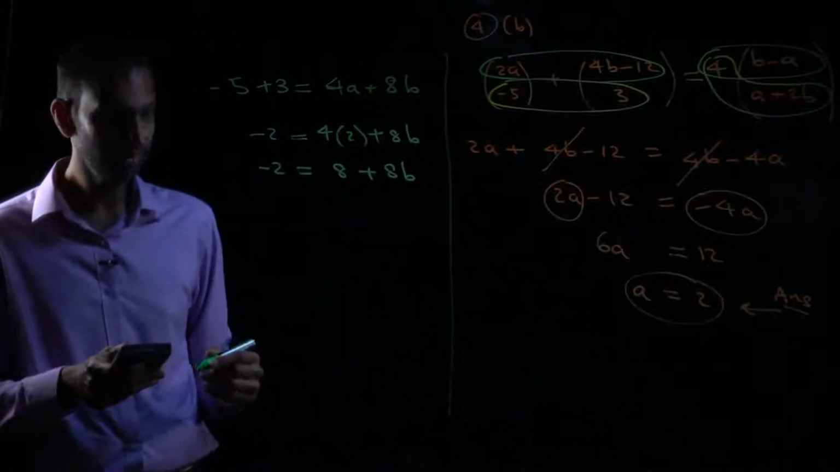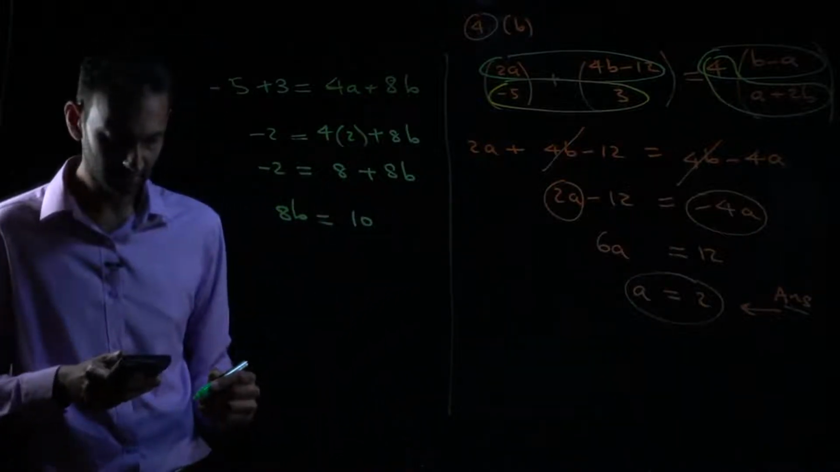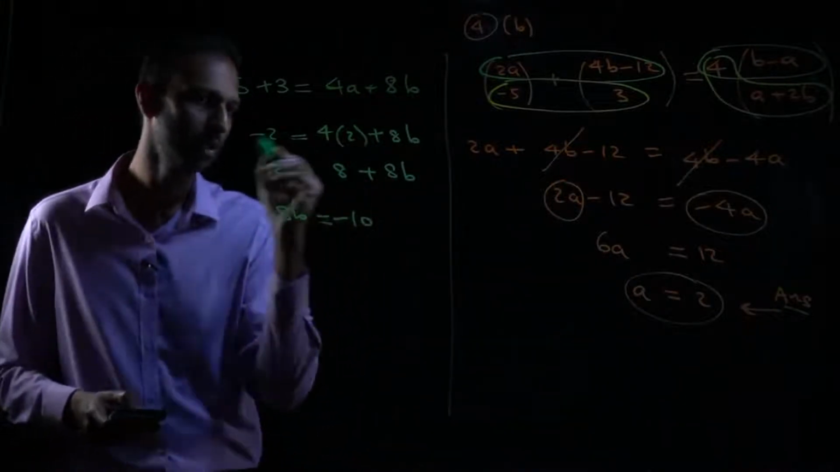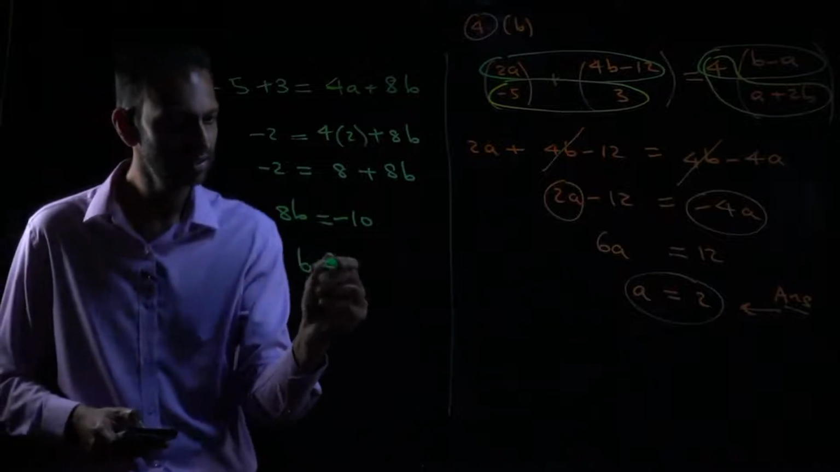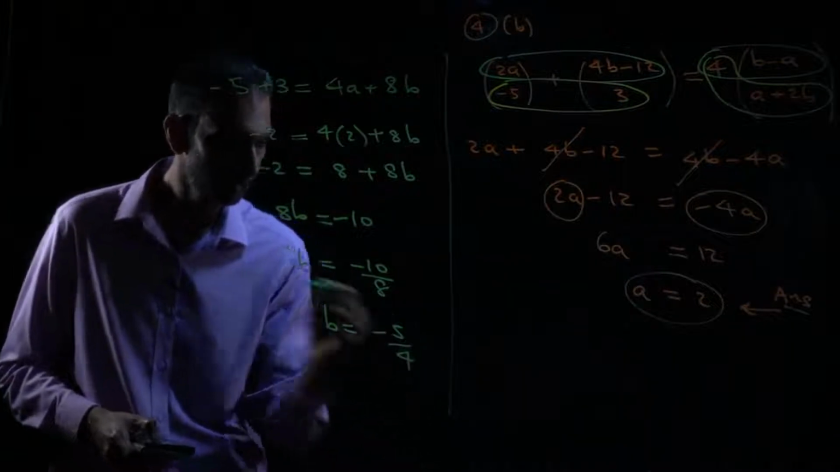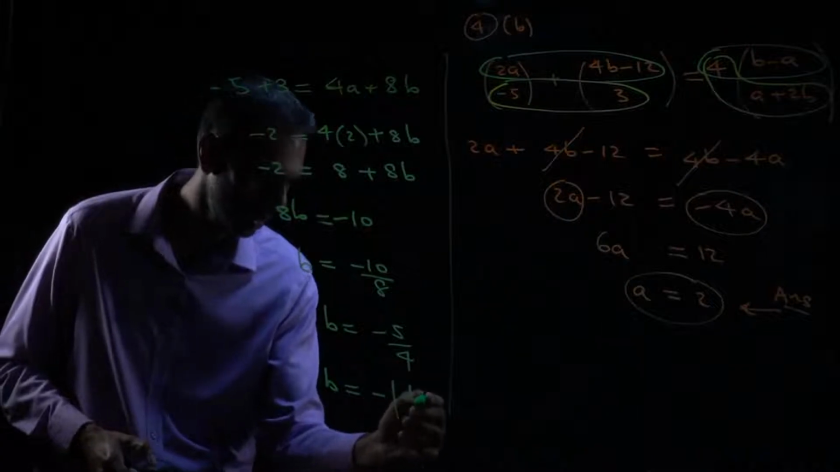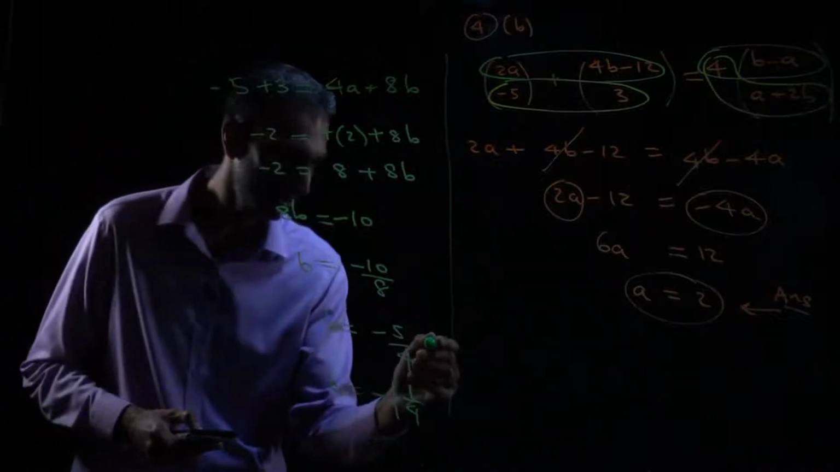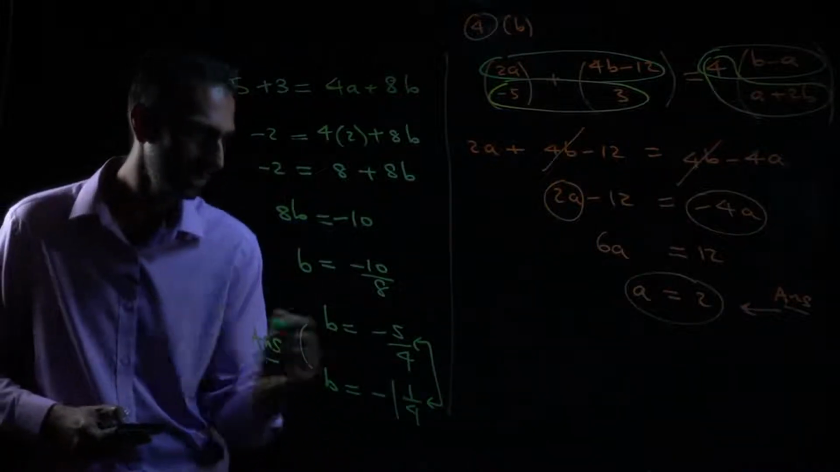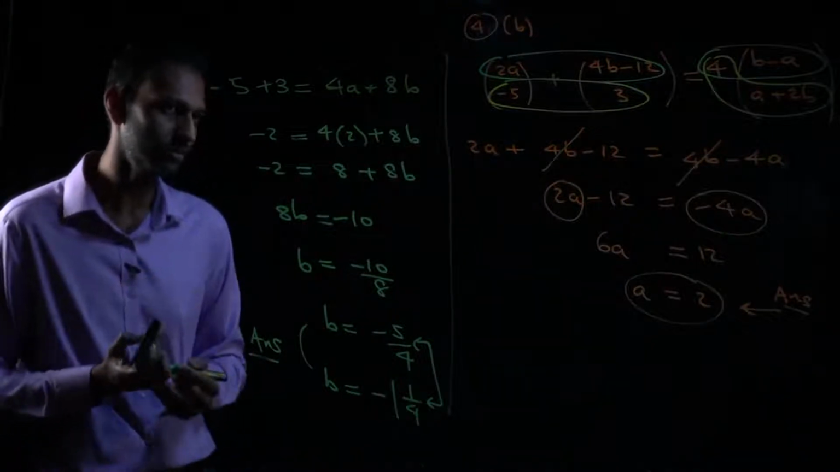Now, if we simplify further, you would have 8b equal to minus 10, don't forget, because minus 2 minus 8 is minus 10. b is equal to minus 10 divided by 8. b is equal to minus 5 over 4. You can also write your answer as a mixed number, which is minus 1 and 1/4. So both of these are acceptable answers. So b is equal to minus 5/4 or b is equal to minus 1 and 1/4.